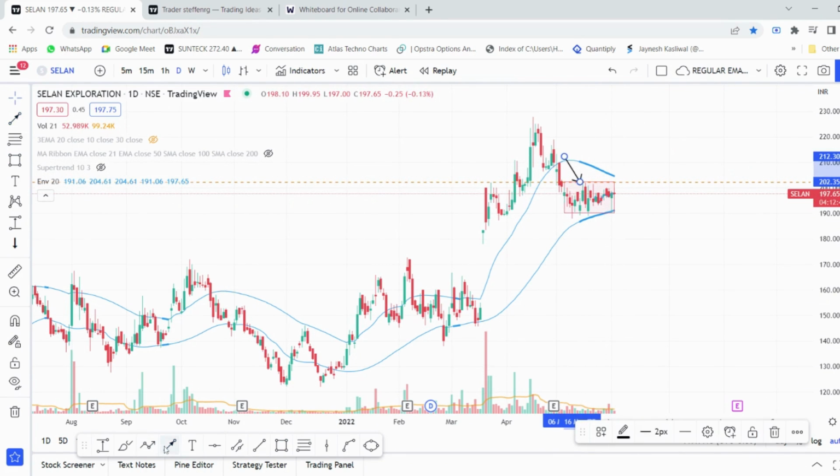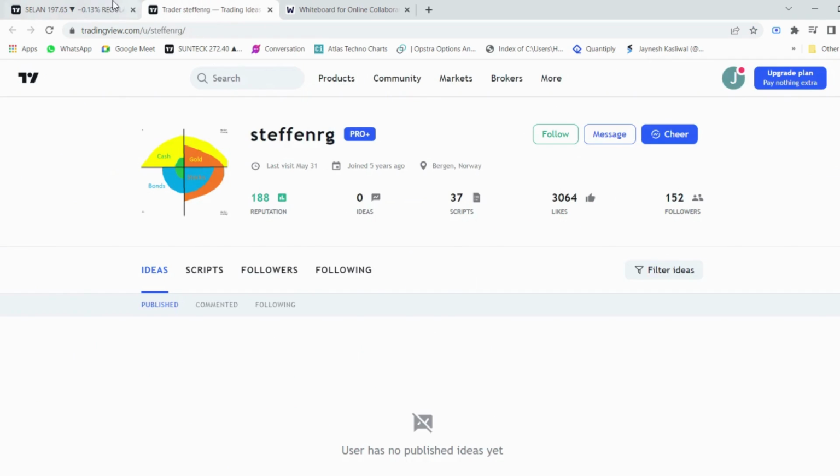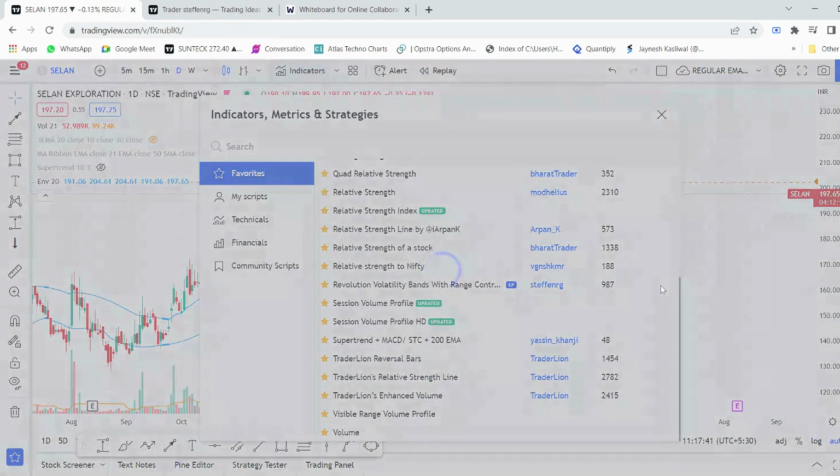and the revolution volatility bands are in dark blue color. So whenever we have a dark blue color appearing on the indicator, that means the range is contracting and anytime the stock can break out. So to understand more about the indicator, you can click on the read more icon, and hence we will understand more about that. Let's say I will click on the read more.